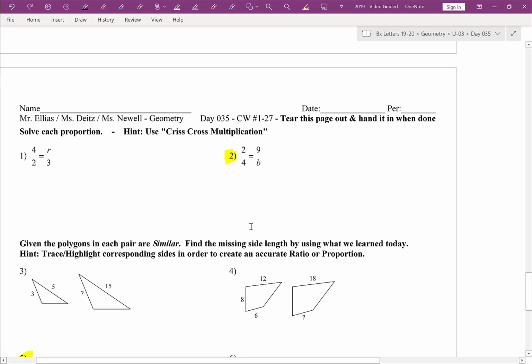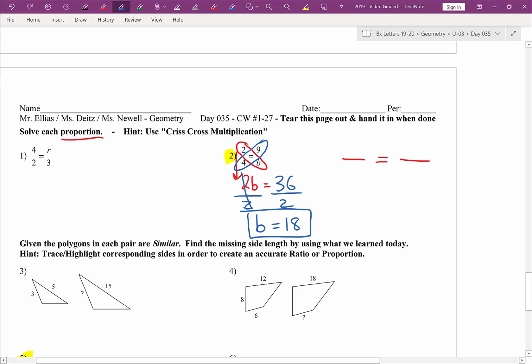Okay. So in number 1, it's telling you solve the proportion. Proportion is a fraction equal to a fraction, this setup. So all we got to do is cross multiply. You'll get 2b equals, what, 36? Divide both sides by 2. b equals 18. So apply that logic to number 1 if you need.